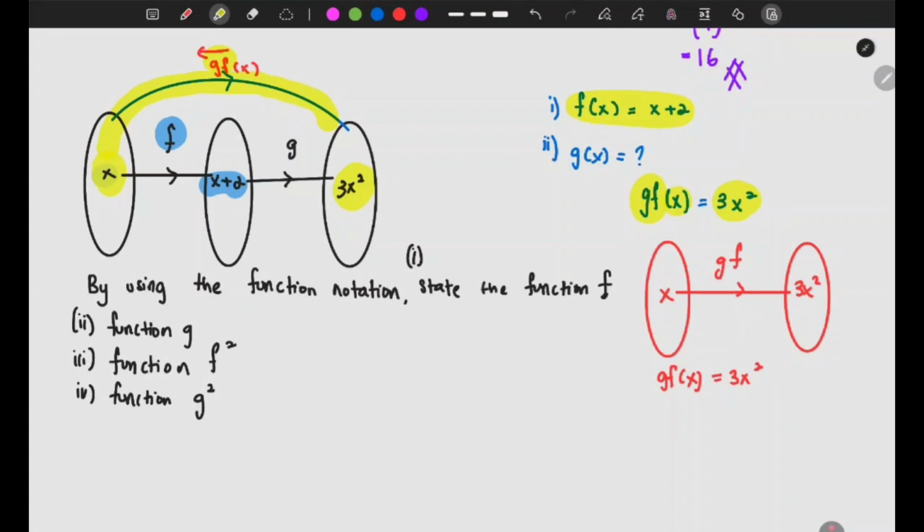As I said just now, your gfx is made up of two things. One is gx, another one is fx. And you have already found your gfx, and also your fx, which is this. Can you find gx? They give you two pieces of information and they ask you to find one of them. Can, right? Easy peasy. The method is the same.